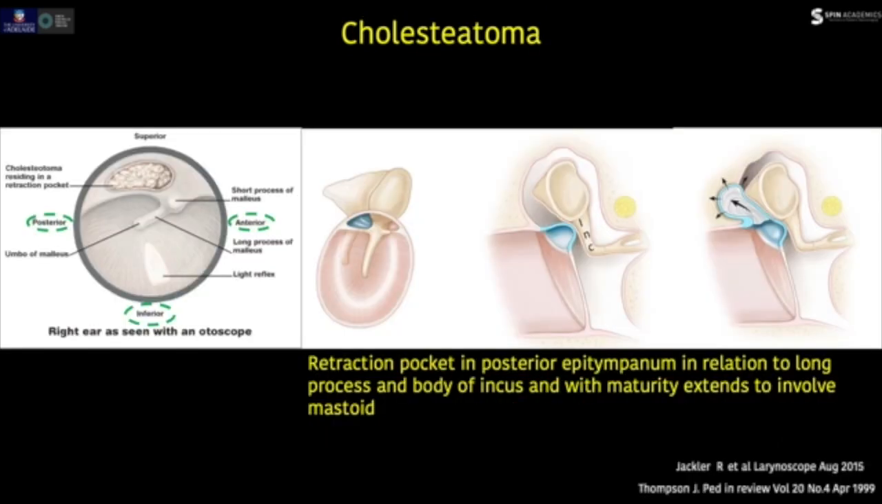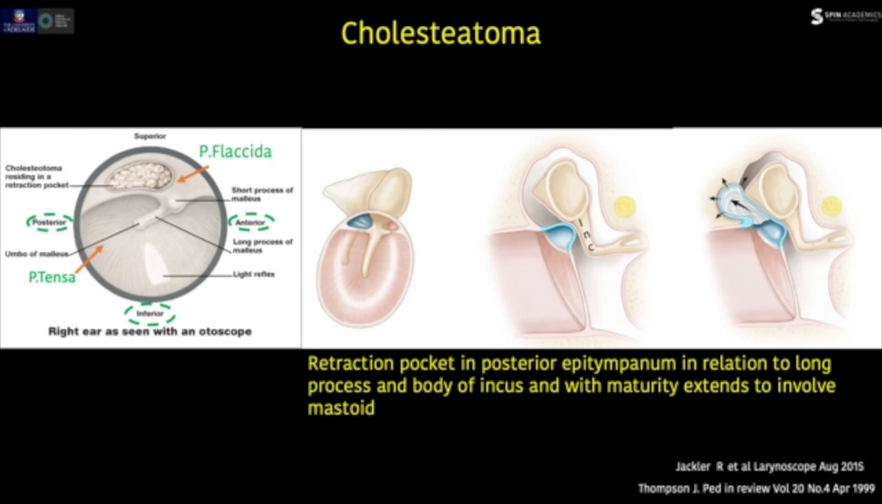Let's start with cholesteatoma. This is a picture of the tympanic membrane as seen through an otoscope. It has a superior part which is referred to as the pars flaccida, that is flaccid, and an inferior part which is referred to as pars tensa, which, as the name suggests, is tense.